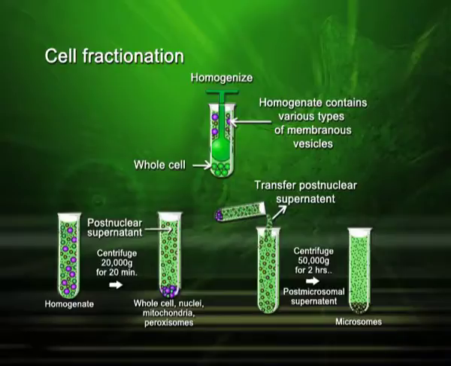Now, the supernatant, the green colored portion, is again taken and centrifuged at a slightly higher RCF of around 50,000 G for 2 hours, and you can see that the microsomes settle down as the pellet. So, this is exactly what happens during differential centrifugation. Slowly and steadily, you increase the RPM and RCF.